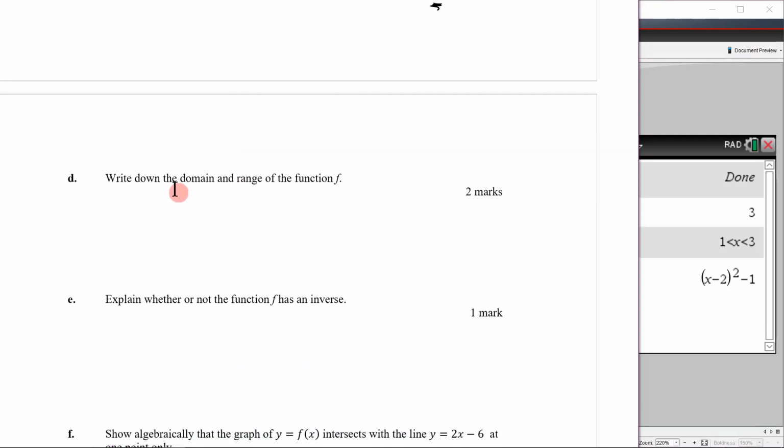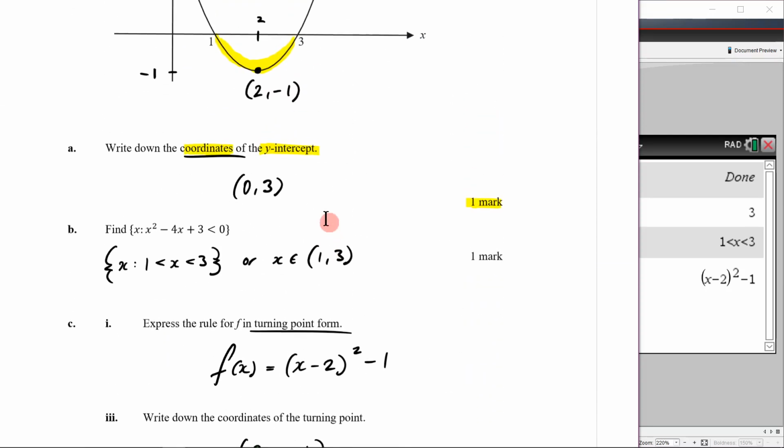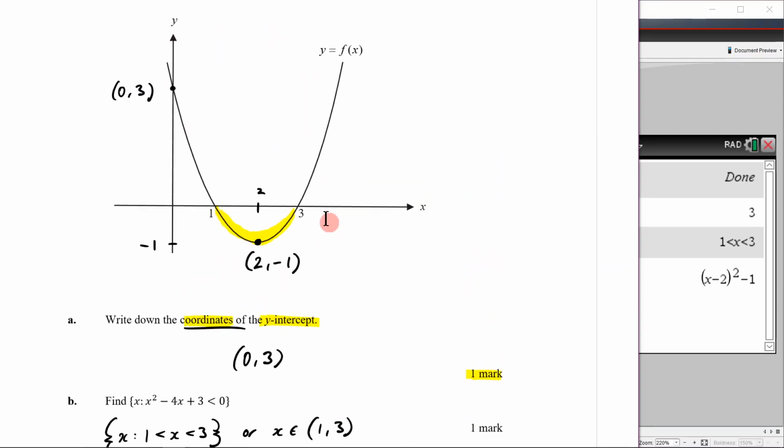It says write down the domain and range of the function f. So if we come up here, we can have a good look at what we're dealing with. So what would the domain of f be? Well, it's quite simply going to be all real numbers because it just exists for all possible values of x. My range of f, think about it, is all your possible values of y. And here it's going to be from negative 1 to infinity. No y values exist below this. So I'm going to go from negative 1 to infinity like that.